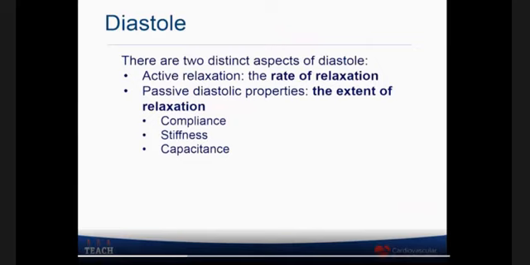So we'll come to the diastolic part of the heart. The diastolic part has compliance and capacitance. So it basically has a rate of relaxation and the extent of relaxation. You can look at it this way: the rate of relaxation and the extent of relaxation. And the extent of relaxation depends on the compliance and the capacitance.